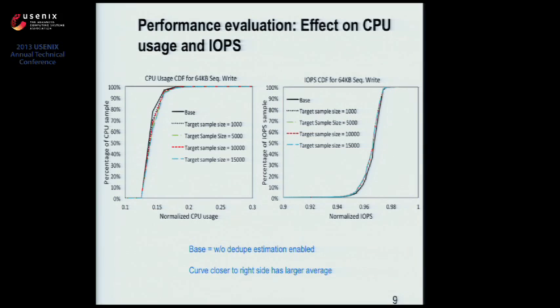This is just a performance evaluation showing that there is very small effect on CPU usage and IOPS. This is a CDF chart of a large number of runs, and we can see that the base case is slightly farther to the left. So there is a little CPU overhead in using various target sample sizes, but it's very small. And same for the IOPS. The IOPS are actually, for some reason, larger to the right. Yes. So we lose a little bit on IOPS, but it's less than a few percent.